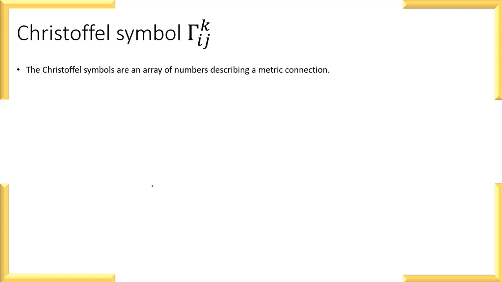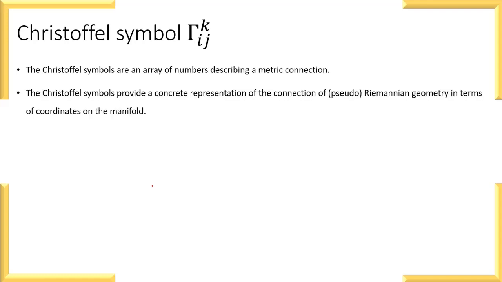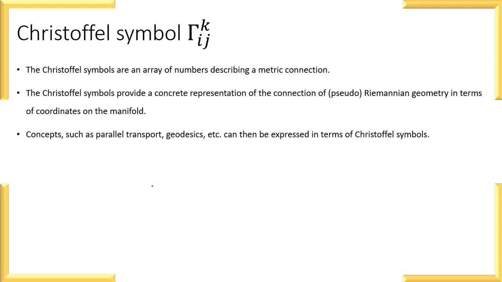The metric tensor is defined on a bundle of tensors, a tensor bundle, which can be projected to another space. The metric connection gives us a result that is included in the manifold itself. So Christoffel symbols give us an array of numbers describing the connection. Christoffel symbols provide a concrete representation of the connection between two points in pseudo-Riemannian geometry in terms of the coordinates of that manifold itself. Concepts such as parallel transport and geodesics, we will come to that later, can all be expressed in terms of Christoffel symbols.